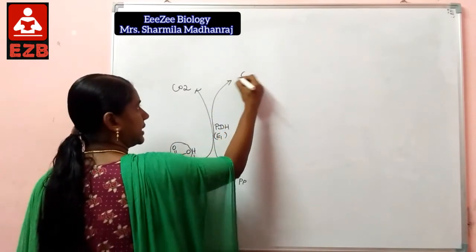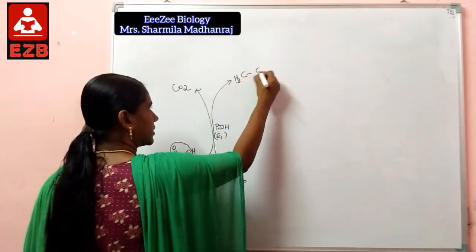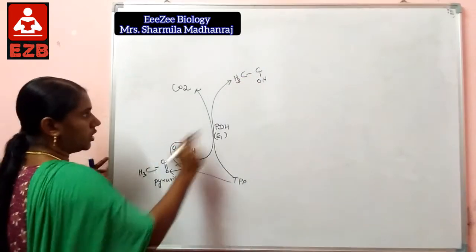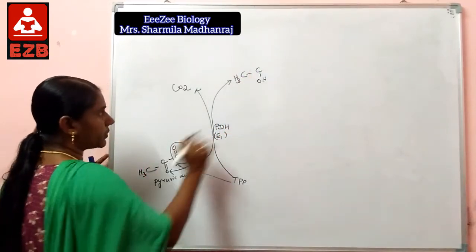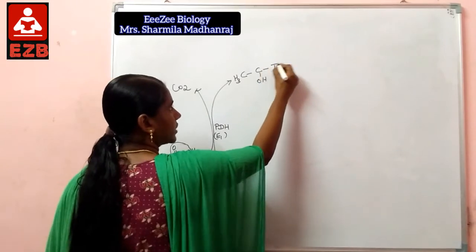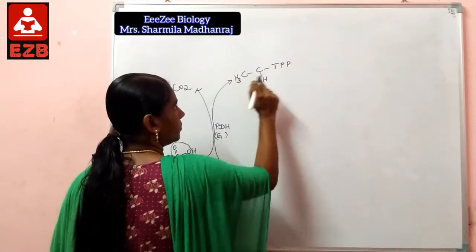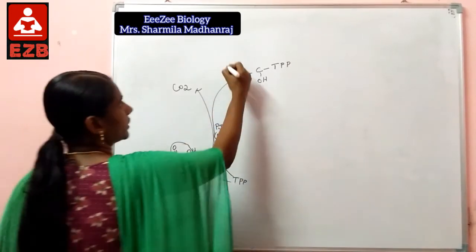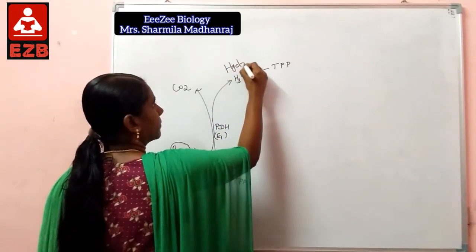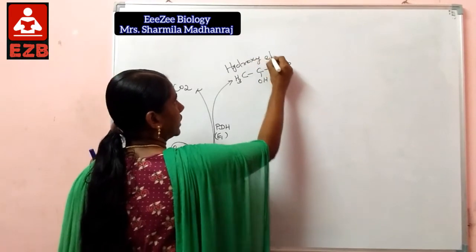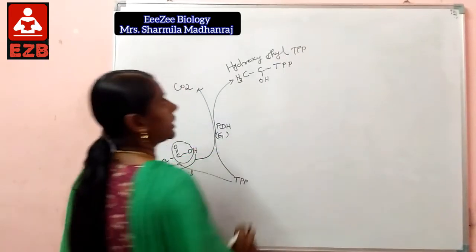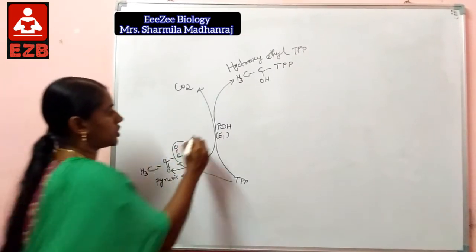So, CH3, C, OH, the double bond is broken down and converted to a single bond. The TPP is attached with this group. This is hydroxyethyl TPP. This is the first step.